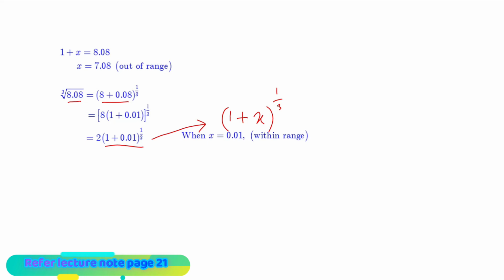So by substituting our x equals 0.01 into the left and the right-hand side of our equation, we then have the following equation and simplify it to get the cube root of 8.08 as 2.007. And we're done.